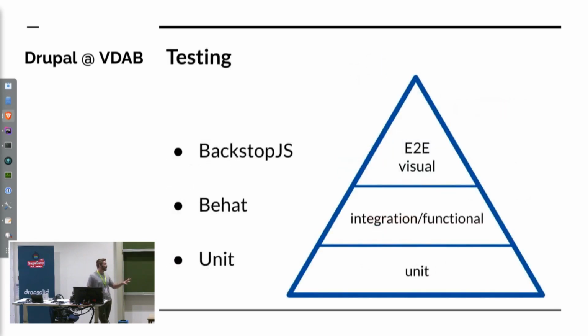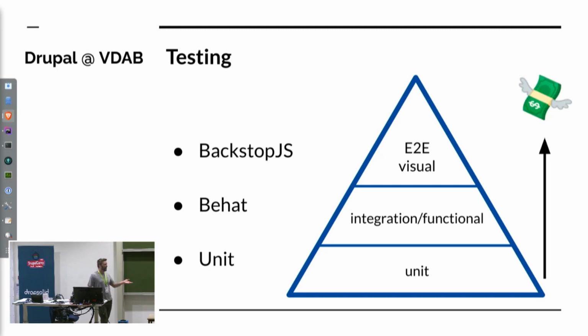Also a bit about the testing stack we use at VDAB. Of course, I think most people know the testing pyramid. At the bottom, you should have the most amount of tests, then a little bit less tests of the integration functional tests, and then end-to-end, the smallest amount of tests in an ideal scenario. We also have unit tests, BA tests, and above that, backstop tests as the end-to-end tests.